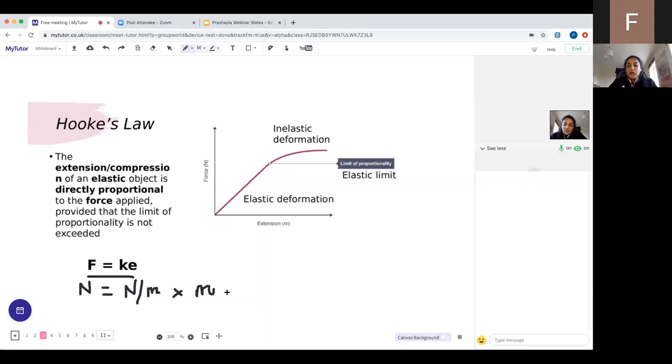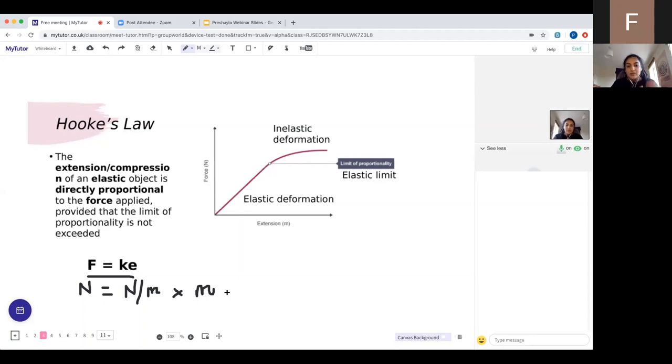So spring constant is the idea of how hard it is to stretch something. A rubber band would have a very low spring constant because it's very easy for us to stretch. However, a wire would have a very high spring constant because it's really hard for us to stretch it apart. That's what spring constant means, and it's constant for a single material.